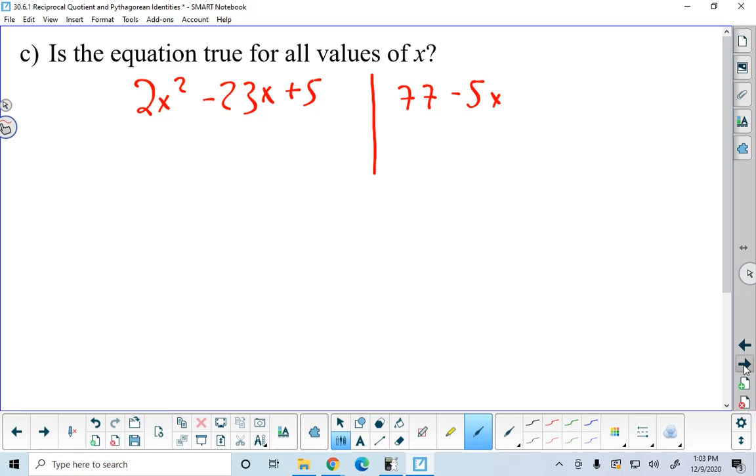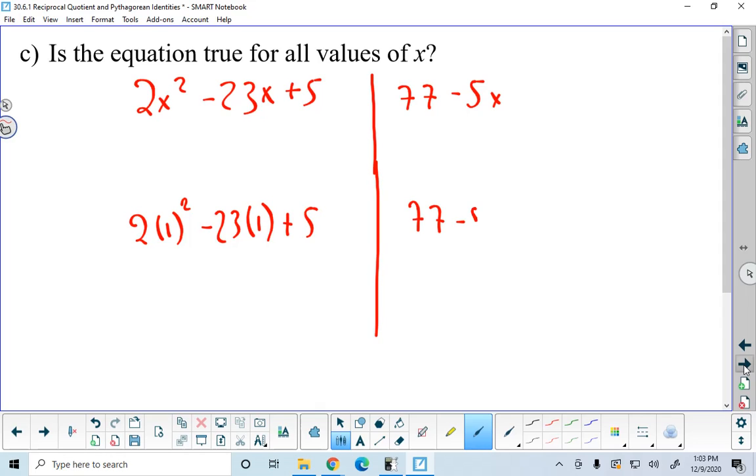Well, let's try something. Let's just pick another number. And I think a really easy number to work with is 1. Let's try 1. If I put 1 in for x on the left side and 1 in for x on the right side, what kind of answers do I get? Well, on the right, I have 77 minus 5, which is 72. And on the other side, I have 2 minus 23 plus 5, I believe, but I'm going to want some verification here, that the left side is negative 16.